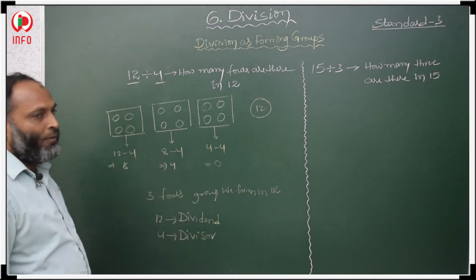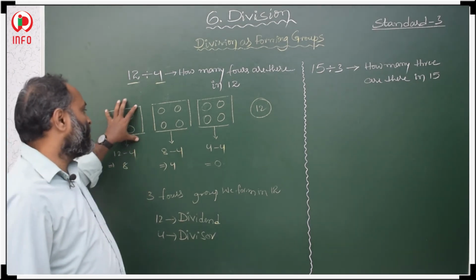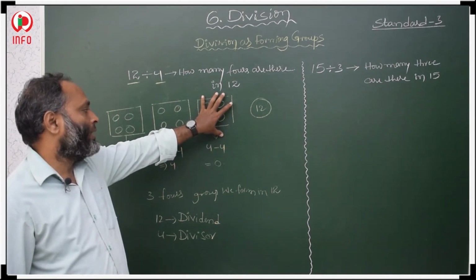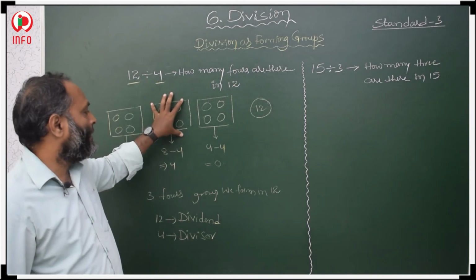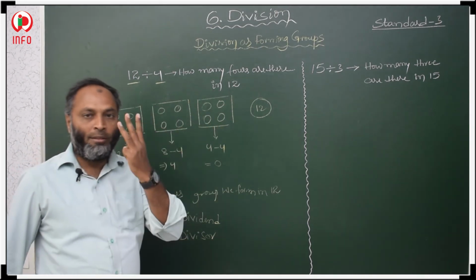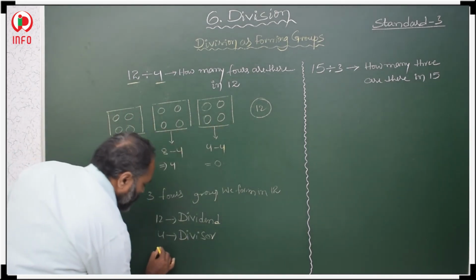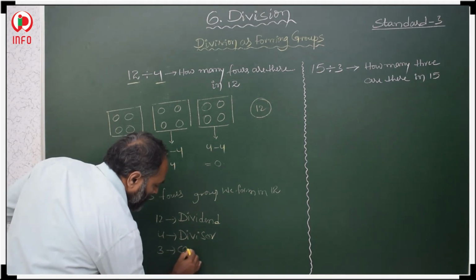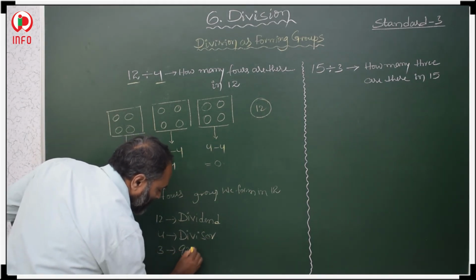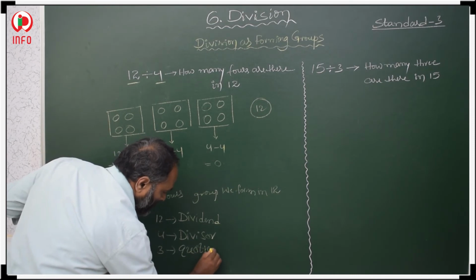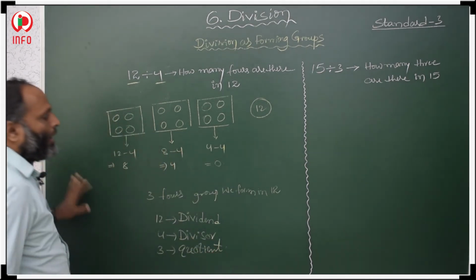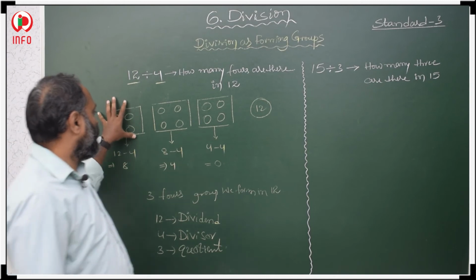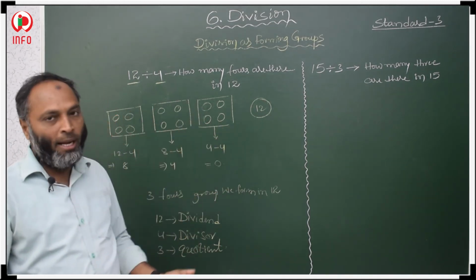Okay. Then after that, how many groups do we form here? 1, 2, 3. This is the first group, this is the second group, this is the third group. Total 3 groups. 3 is the quotient.